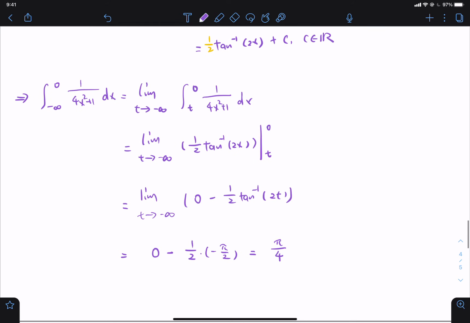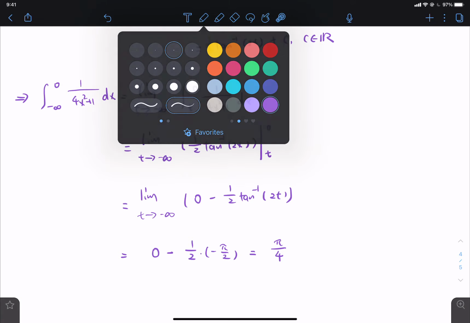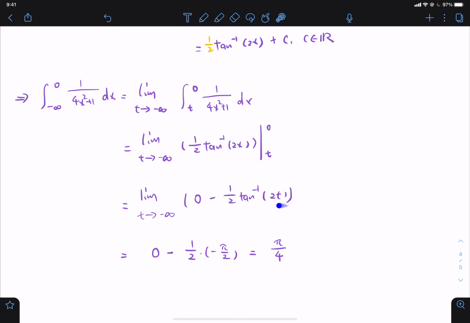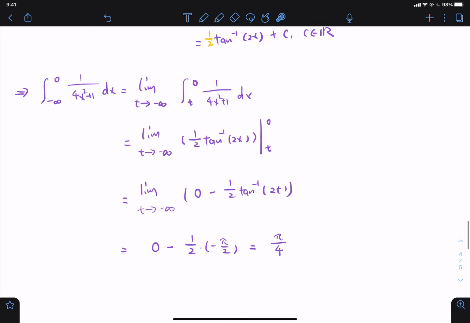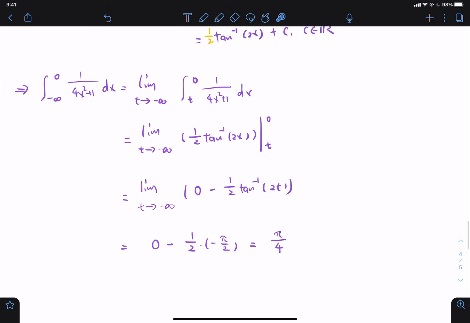If you're not familiar with this, you can look up the graph of the tangent function.